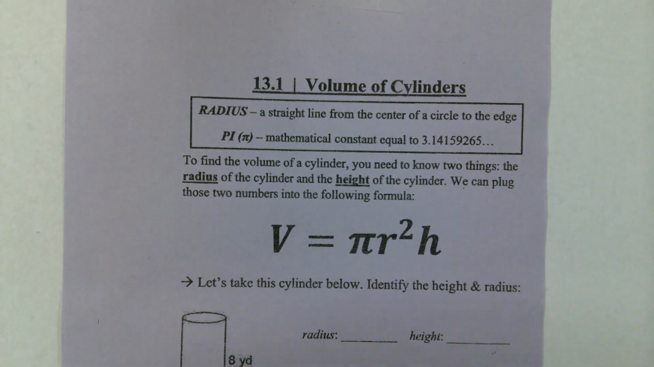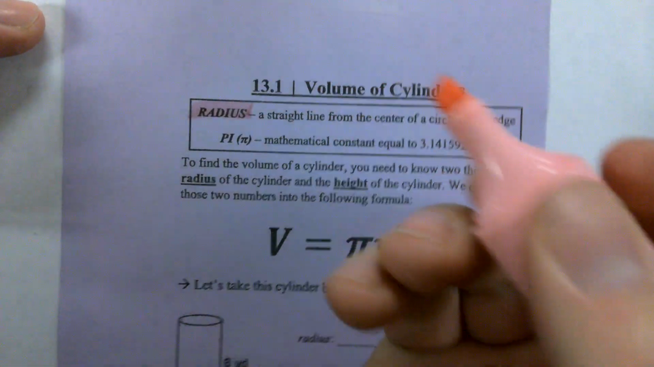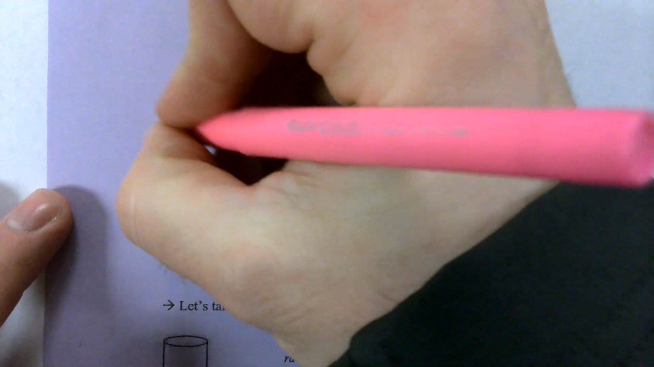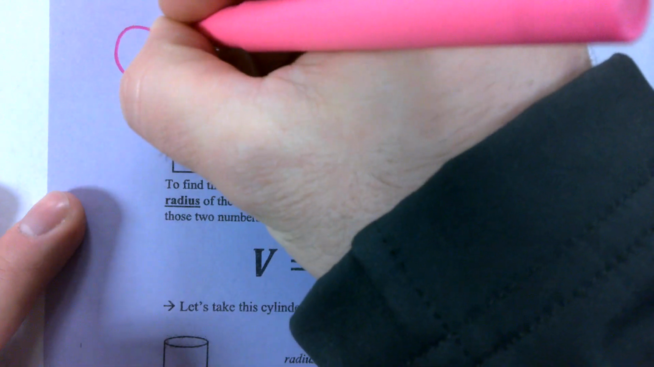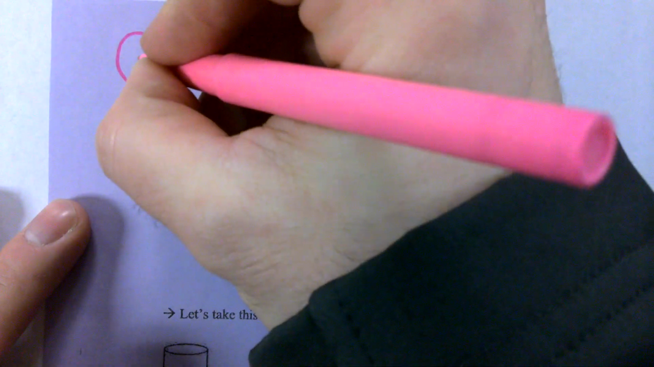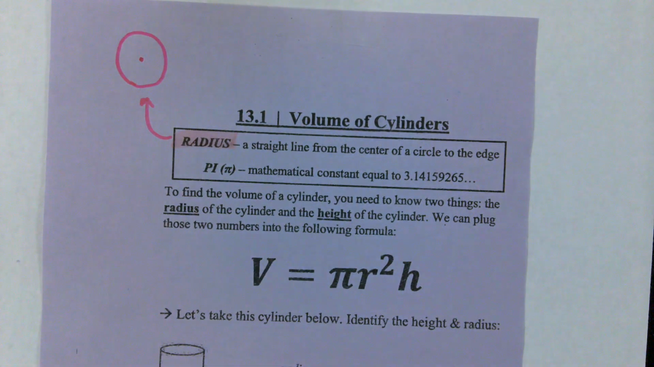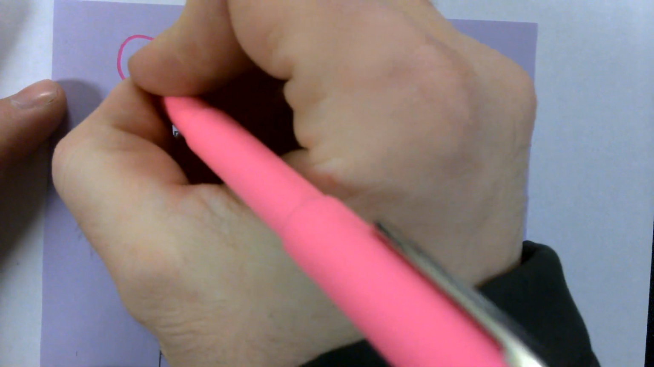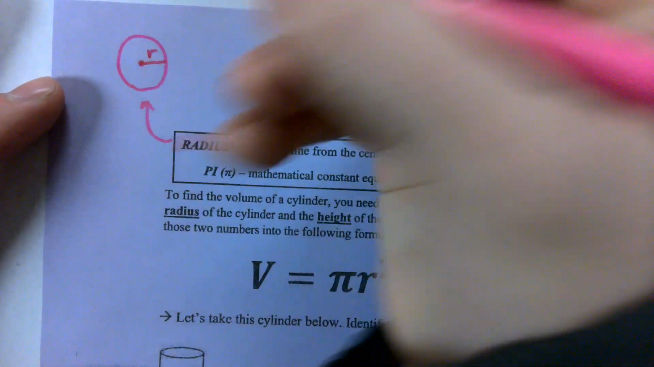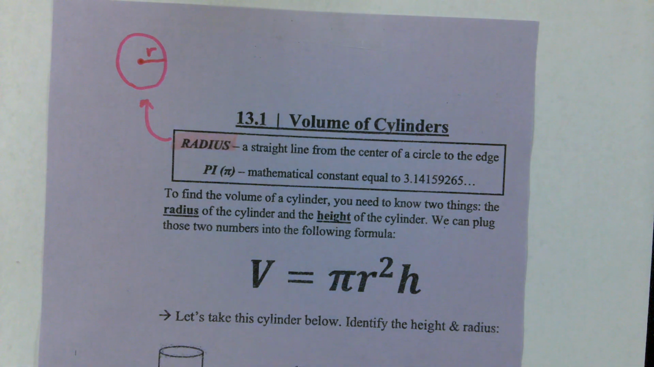A straight line from the center of a circle to the edge. Exactly. A radius is just a straight line from the center of a circle to the edge. So if we draw ourselves a little circle up here and make a dot right in the center of our circle, or at least close enough to the center, our radius is this line here. That's called r. It's the distance from the center of a circle to the edge of a circle.